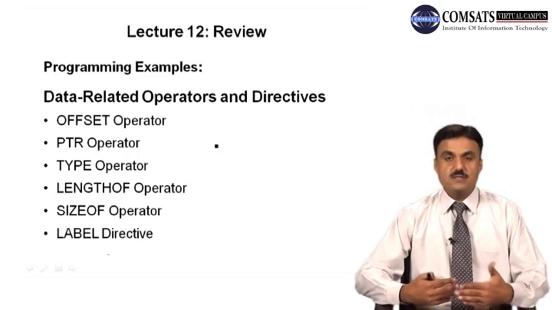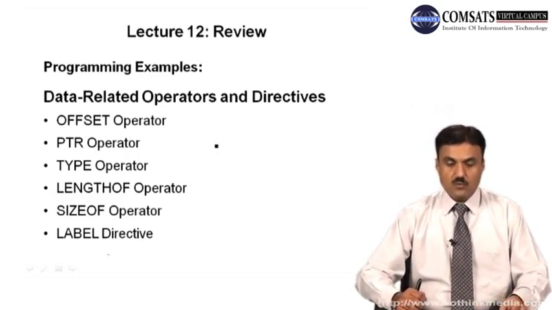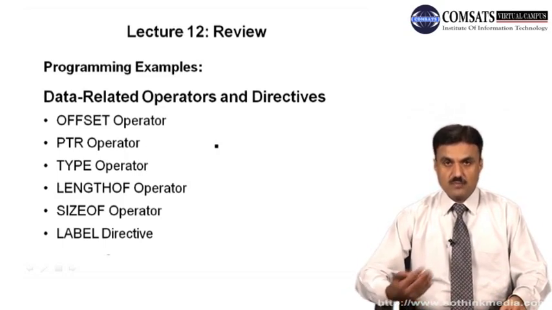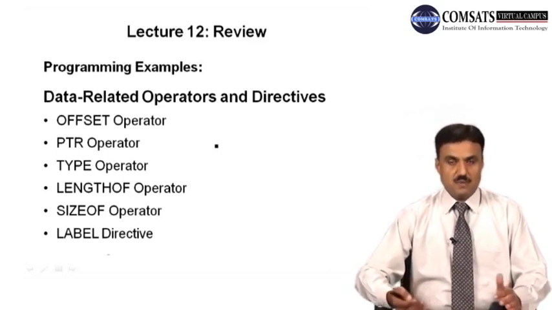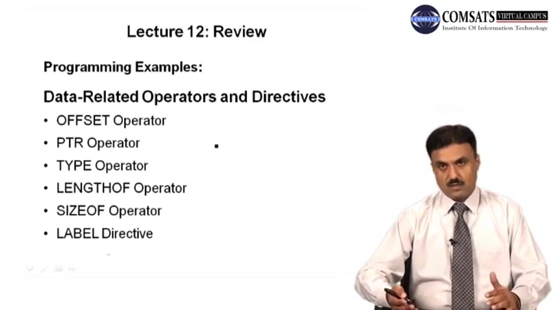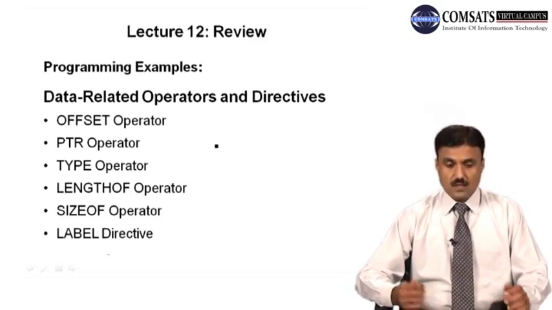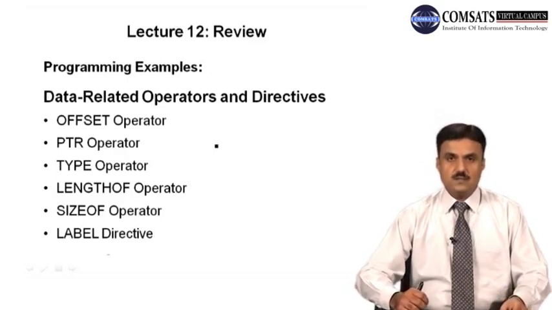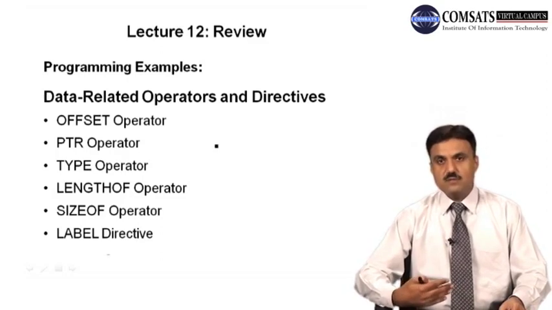So it returns the distance of the variable or the label, and then the pointer will give us the address, and it overrides the default data type, so we can access part of the label or the variable and so on. And then there was a type operator. This type operator just gave us the type, that is, what the type of the variable is.